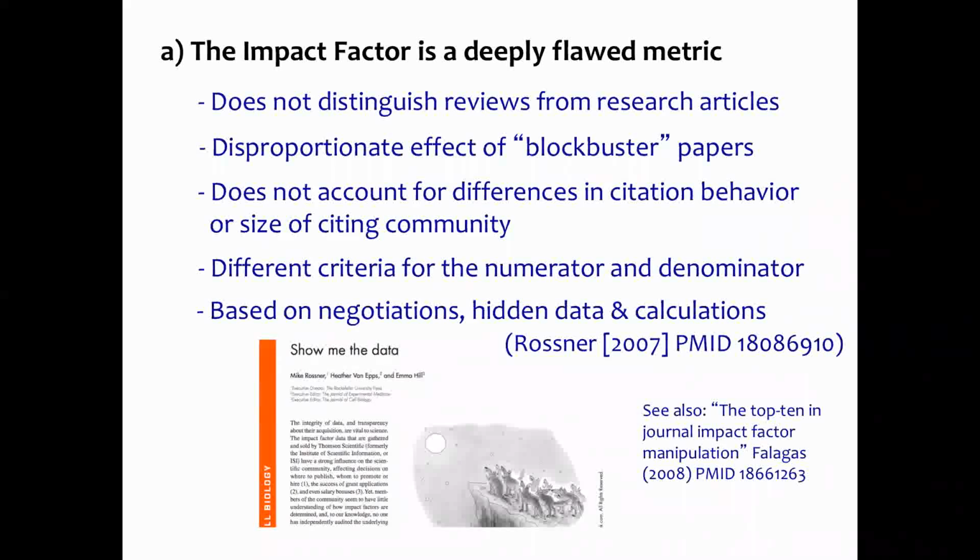There's a really wonderful article, 2 articles that have been written. This one is by Mike Rossner in Journal of Cell Biology, and this one is by an author named Palagas, that talk about this fudginess in the impact factor calculation. In fact, what Mike Rossner did is he bought the data from Thomson Scientific and tried to calculate the impact factor for his own journals, and it didn't work. So he called back Thomson Scientific and said, listen, I didn't get anywhere near, and they said, oh, we sent you the wrong database. So they sent him a second database. He still couldn't calculate it.